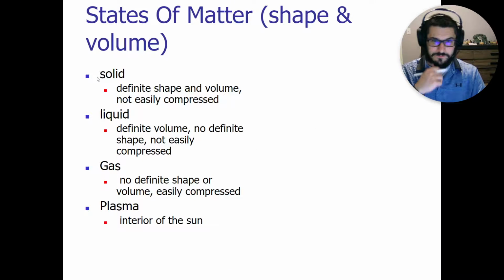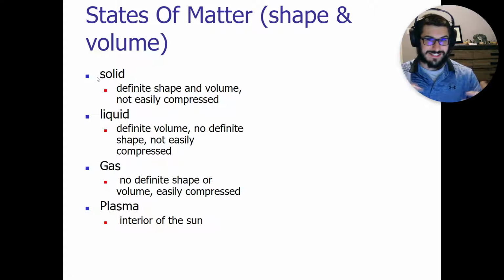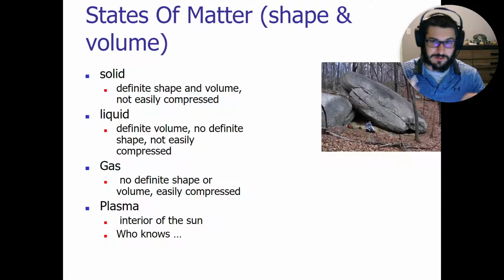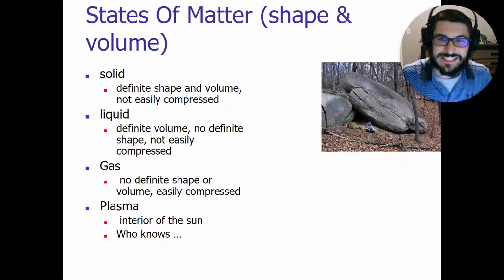A plasma, that's going to be in places like the interior of the sun, and sometimes can be on Earth. It's primarily in lightning.